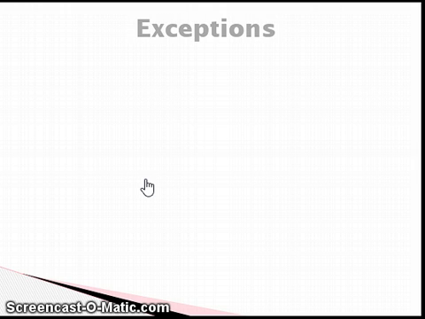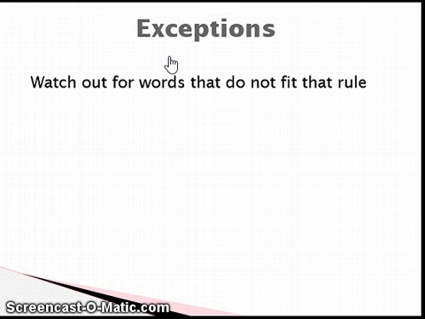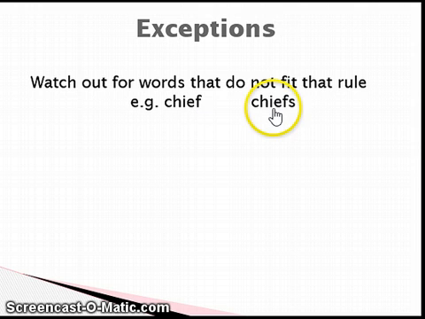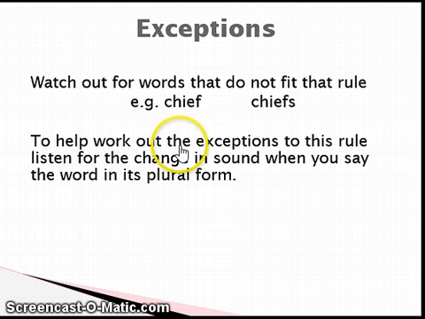But there are certain exceptions for this rule. By exceptions, we mean that where this rule of F and FE doesn't apply, for the words that do not fit that rule. An example is chief. It ends in F, but we don't make its plural by changing F into V. We only add S to it. So this is an exception to the rule that we discussed before. To help work out exceptions to this rule, listen for the change in the sound when you say the word in its plural form.